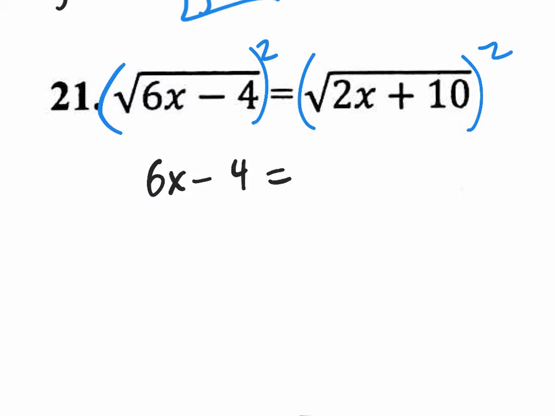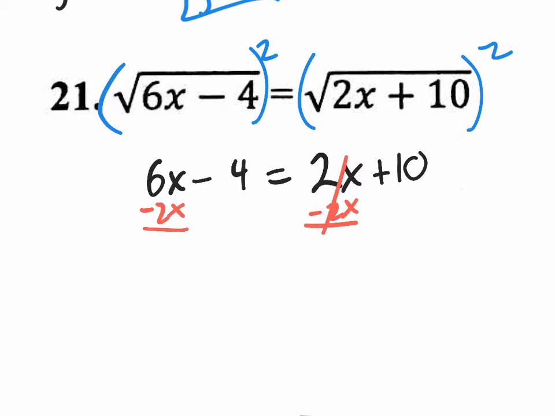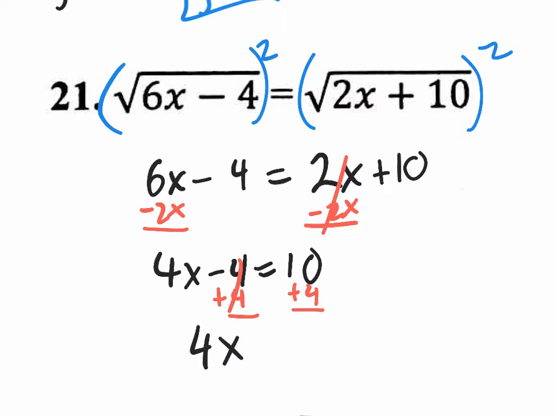You end up with a nice, beautiful equation: 6x minus 4 equals 2x plus 10. Yeah, it's so easy that some people get confused. After that, it's just an algebra 1 problem where you subtract 2x, move it to this side. You end up with 4x minus 4 equals 10, plus 4 plus 4. You end up with 4x equaling 14.